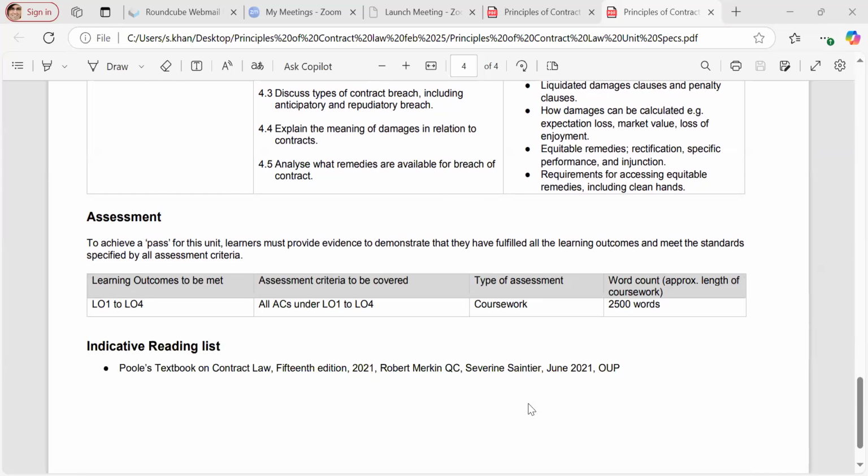So, because the unit is just a pass or a fail, to achieve that, the learner must demonstrate they fulfil the learning outcomes and meet the standards. And that will be in the assignment once we've gone through the assignment. So the learning outcomes that need to be met are learning outcome 1 to 4, and all the assessment criteria from learning outcome 1 to 4. And the type of assessment is a coursework, and it's 2,500 words.